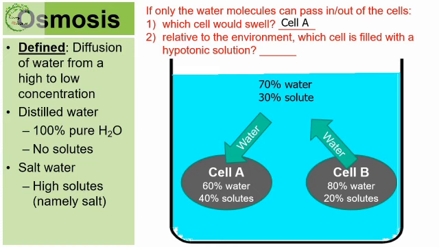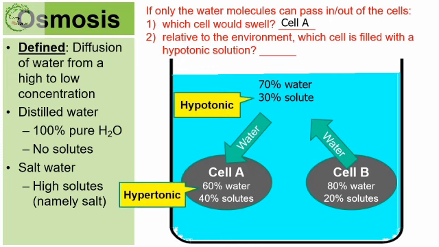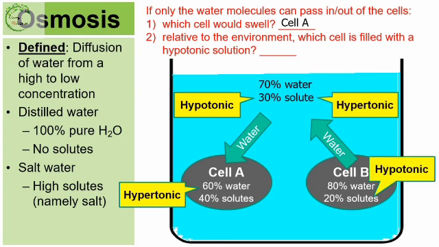Now, relative to the environment, which cell is filled with a hypotonic environment? Hypertonic means it has greater amounts of solutes. So cell A is hypertonic compared to the environment of hypotonic. But now look at cell B. Cell B's environment is hypertonic and inside is hypotonic. Hypotonic is the environment with fewer solutes. 20% is fewer solutes than 30% environment. So I hope you said cell B.